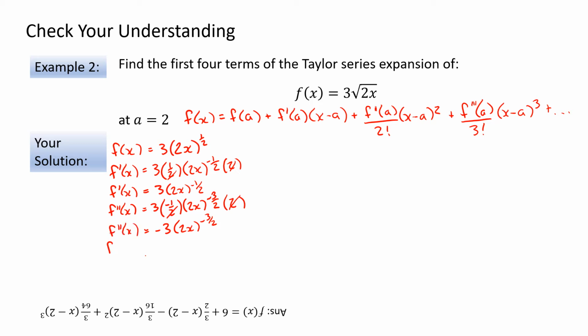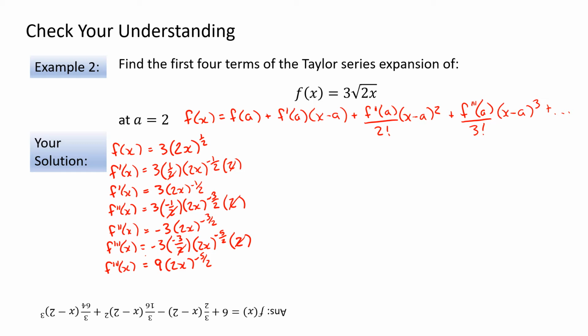The third derivative, f triple prime of x, is equal to negative 3 times, in this case, negative 3 over 2, the exponent, times 2x, and then subtracting 1 again from the exponent, we get negative 5 over 2. And again, we're multiplying by the derivative of 2x, which is 2. So simplifying this, these two 2's will cancel, and we're left with positive 9, because it's negative 3 times negative 3, times 2x to the negative 5 over 2. Okay, so we have our functions here.